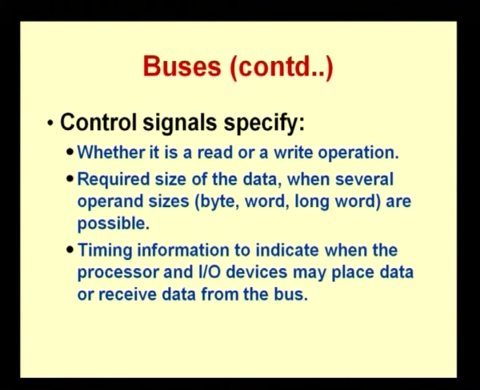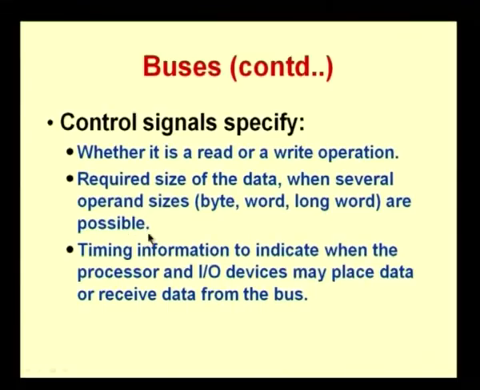Second thing that we need to specify is the size of the data, the required size of the data, okay, especially when several operand sizes are possible, that is whether we are reading a byte at a time or a word or a long word and so on. Your bus itself may be supporting a long word, but using the long word bus you may actually be transmitting only a byte or a word, in which case you need to specify what is the size of the data that is being transferred. Okay, this is the second thing that we need to specify.